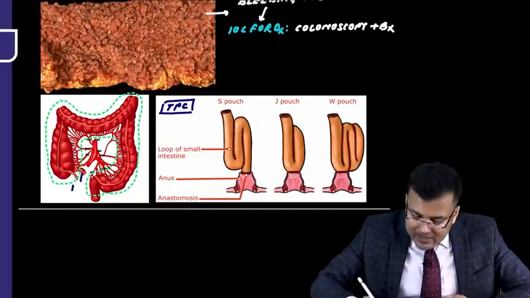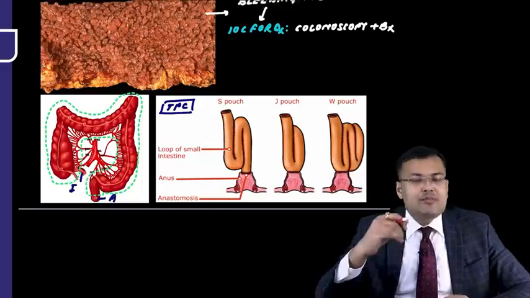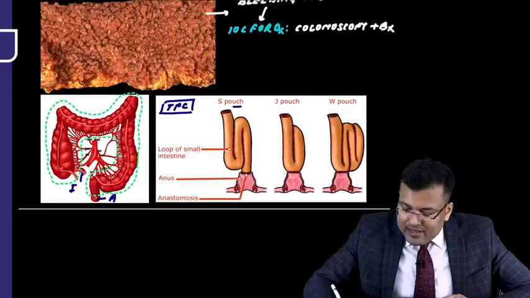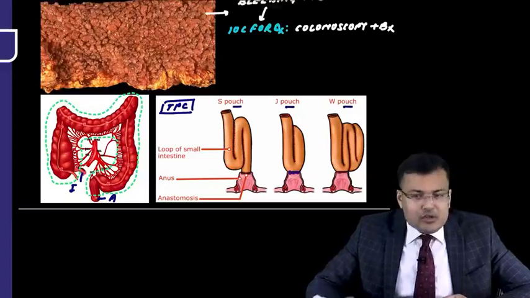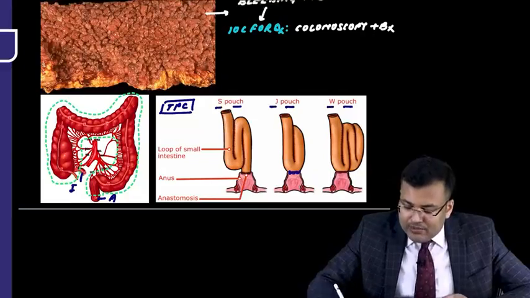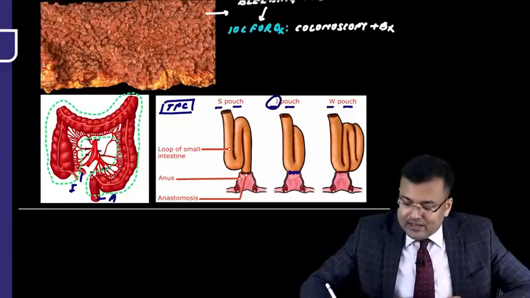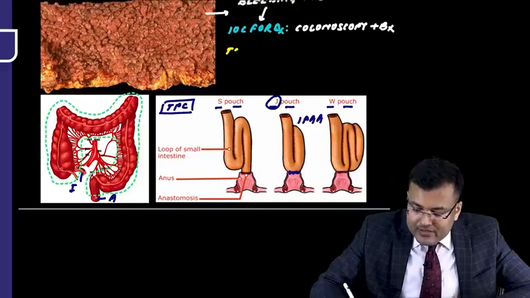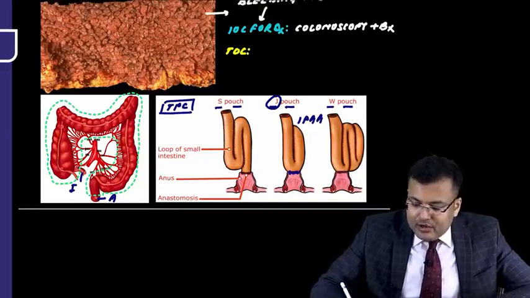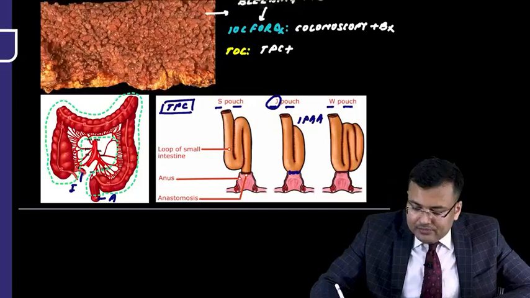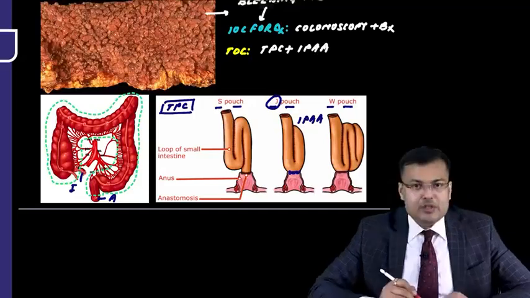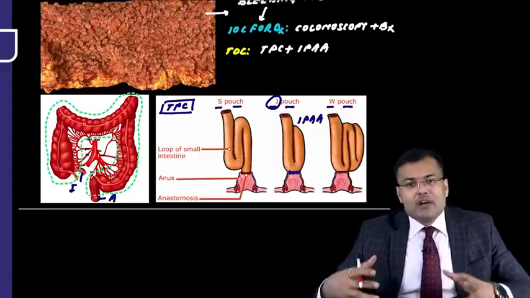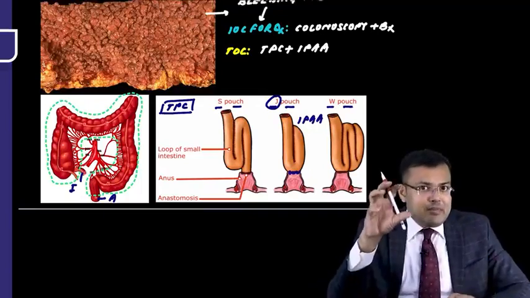Now you are left with what? Ileum, and you are left with anal canal. So we have to perform anastomosis between ileum and anal canal. How? I create a pouch, and after creating the pouch, I perform the anastomosis. The pouch can be S-shaped, J-shaped, W-shaped. Most preferred is J-shaped pouch, and this is known as ileal pouch anal anastomosis. So the treatment of choice is total proctocolectomy plus ileal pouch anal anastomosis. And we are mainly performing pelvic surgery because we are performing proctocolectomy.